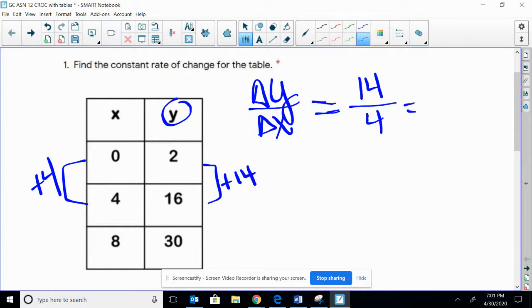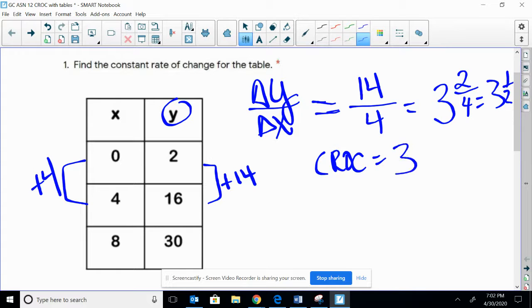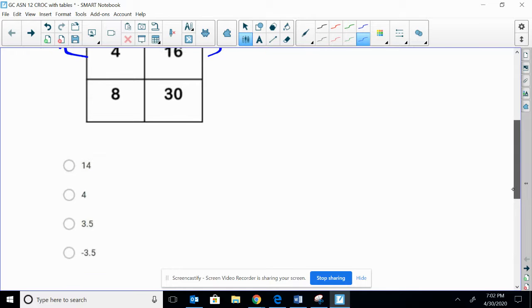That is our change in x. Now, 4 does not go evenly into 14. It does go evenly into 12 3 times. And what we're left with is 2/4, and we know that 2/4 simplifies to 1/2. So our constant rate of change is 3.5. I can't remember what it was on the answer choice. It's 3.5. So here's your answer.